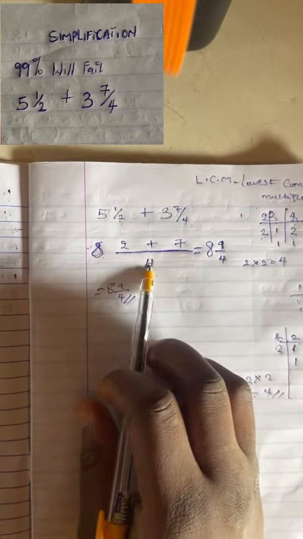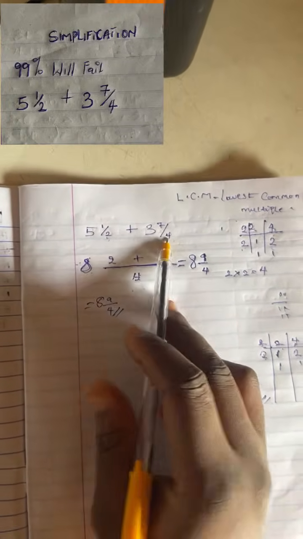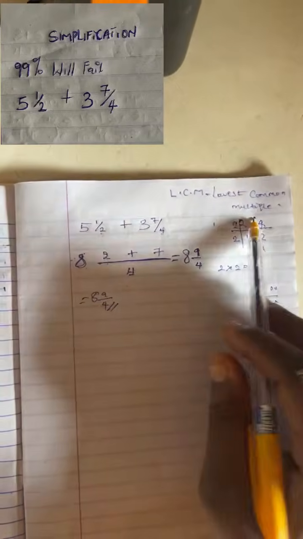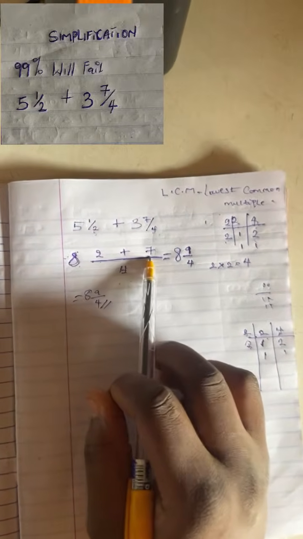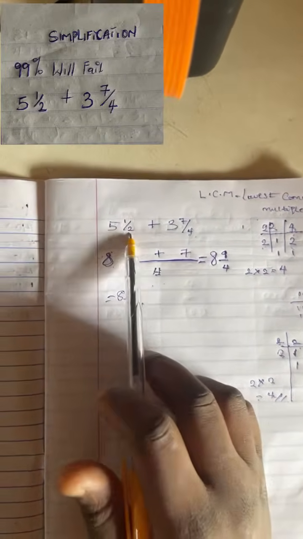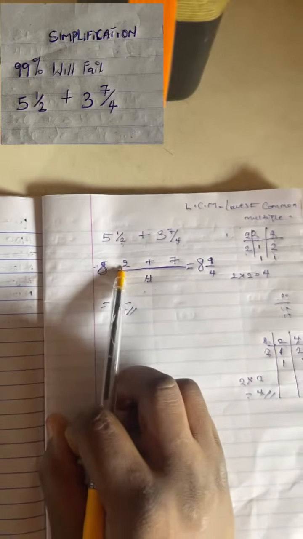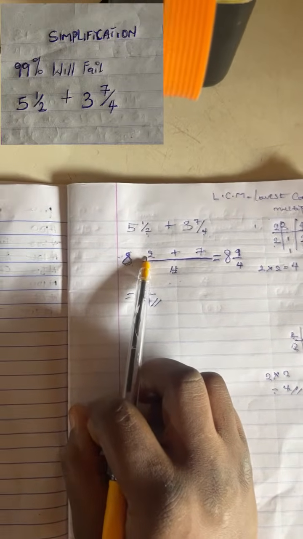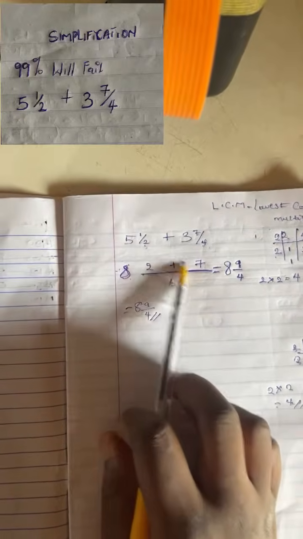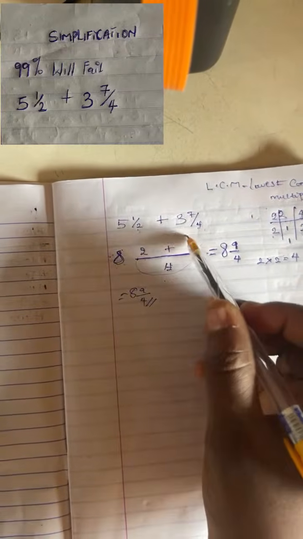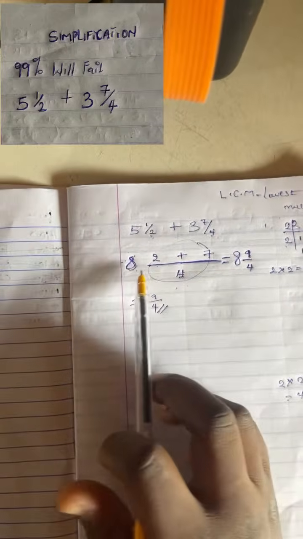Okay. Then we start our division. 4 divided by 4 is going to give us 1. 1 times 7 is this 7. 4 divided by 2 is going to give us 2. 2 times 1 is going to give us what? 2. We are done with this side, right? Only this side.